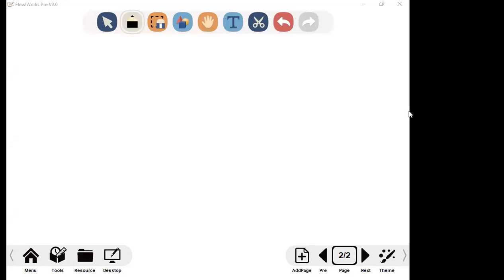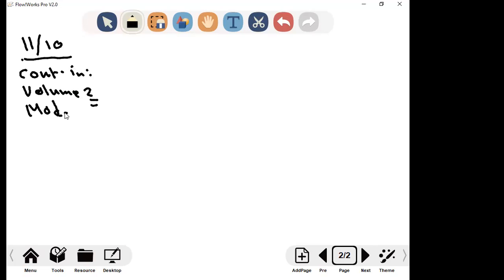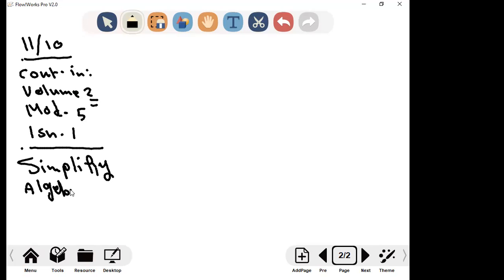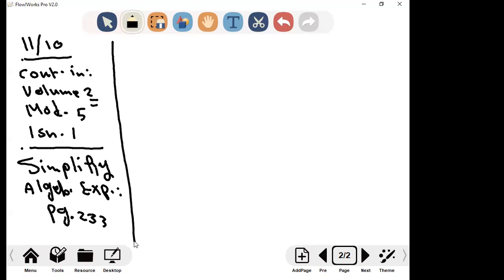Okay, today we'll continue in our lesson. We are on volume 2. So today we will continue in volume 2, module 5, lesson 1, simplify algebraic expressions. We are on page 233. Now let's remember yesterday what we did in this lesson.